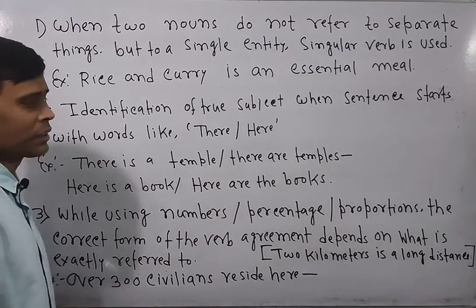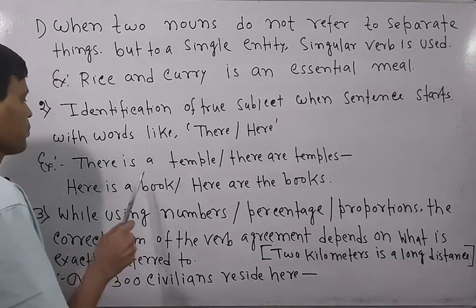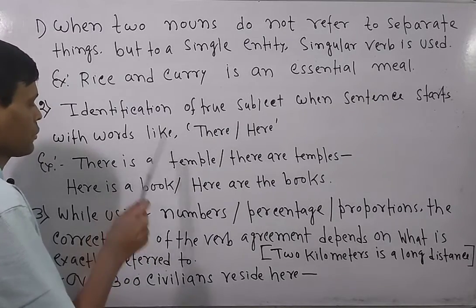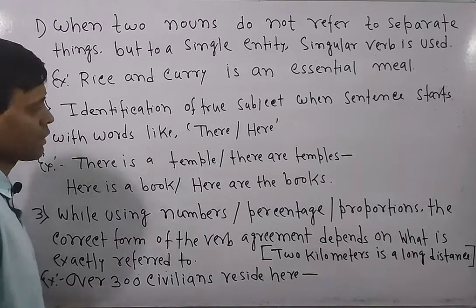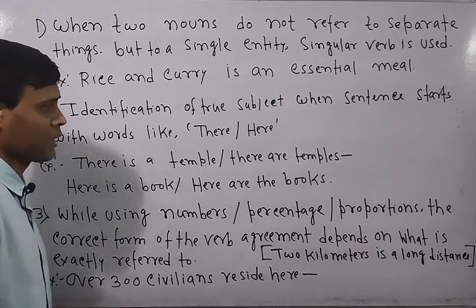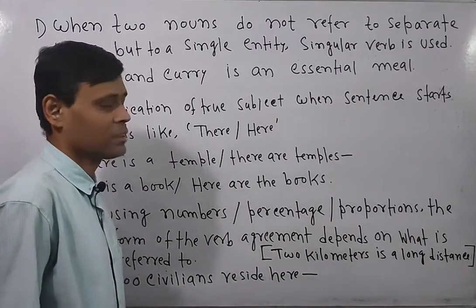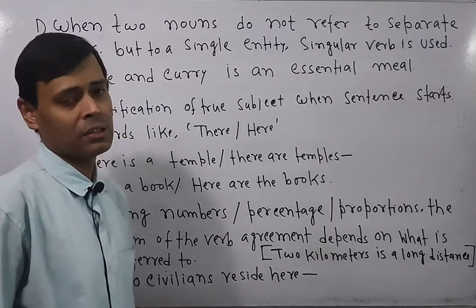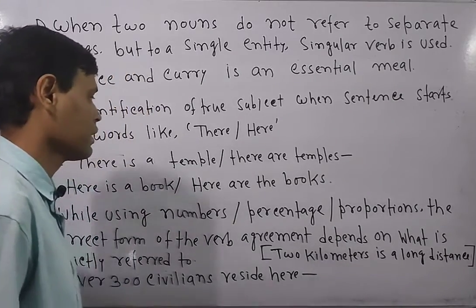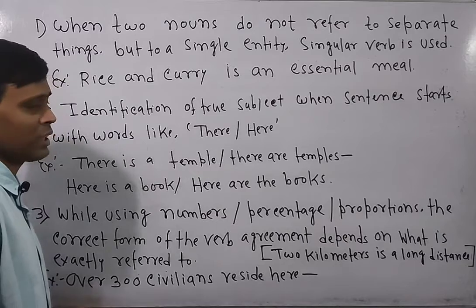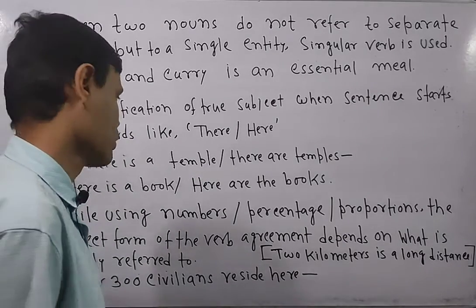As the subject is singular, temple, it's a singular form, so the verb must be singular, that's why I have written is. Again the same thing, here is a book, here are the books. The subject must be recognized properly. It is not that because the sentence starts with there, there is the subject. Here is called the introductory here, it just functions as a starter of the sentence, not the subject at all.